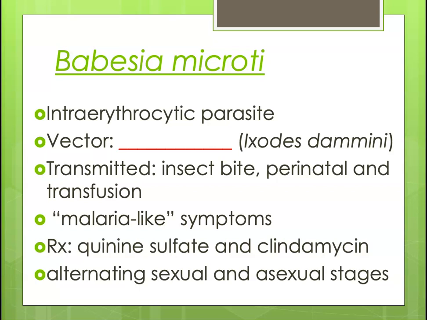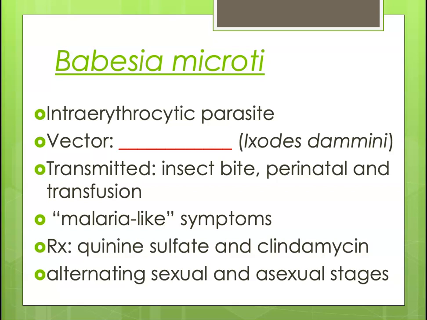infection. It's transmitted by the tick's insect bite, but it can also be transmitted from mom to baby and through the blood supply. It has several similarities to malaria. It does have symptoms like malaria, but it's not cyclical like the malaria paroxysms are. So you do get fever and chills and sweating and such, but it's not that definitive, that identifiable cycle. You do not need to memorize the drugs, but it's treated differently than malaria is.